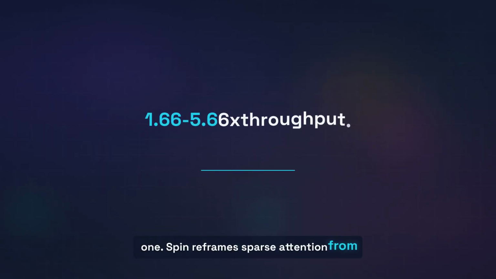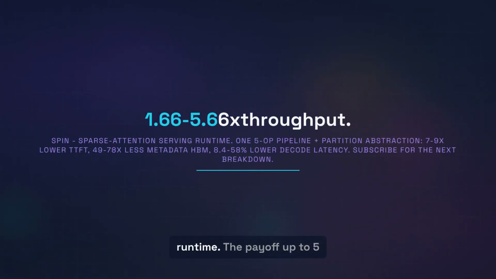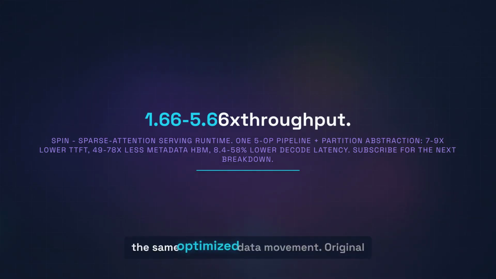Spin reframes sparse attention from a math idea into a serving runtime. The payoff: up to 5.66 times throughput, 7 to 9 times lower time to first token, 49 to 78 times less metadata memory, and 8 to 58% lower decode latency than the original implementations. The 5-operation pipeline and a partition abstraction let 3 different algorithms share the same optimized data movement. The paper is Spin.